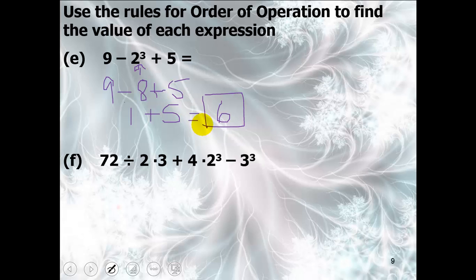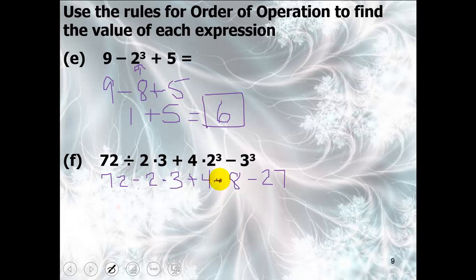Example F: 72 divided by 2 times 3 plus 4 times 2 cubed minus 3 cubed. All right, I'm going to copy everything. I don't have any grouping symbols. So I have to focus on the exponents first. I'm going to copy everything up until that point. Divided by 2 times 3 plus 4 times 2 cubed is 8 minus 3 cubed. That's 27.